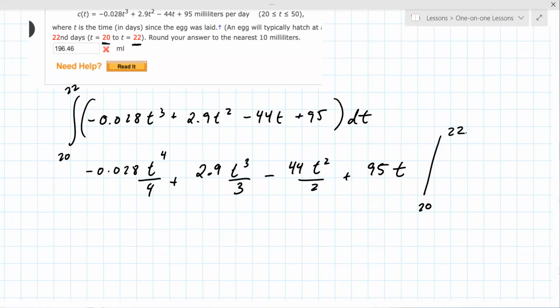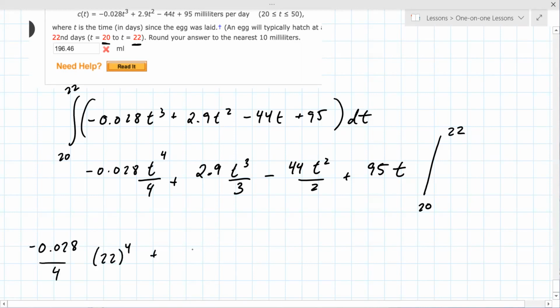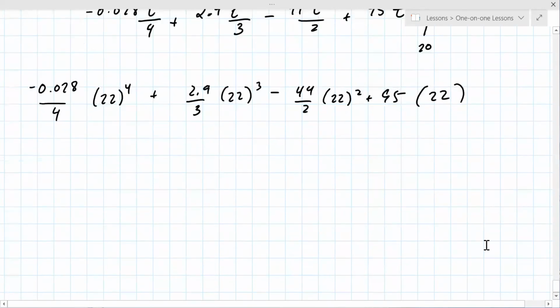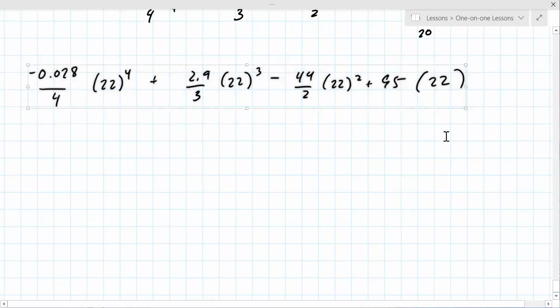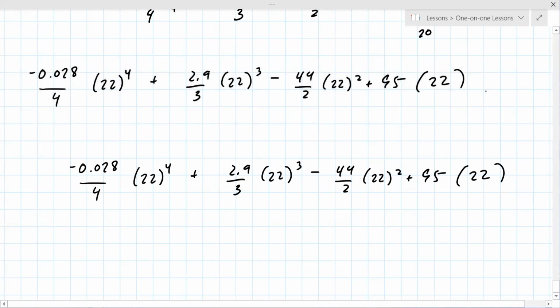Okay. So again, you have to put the top limit in first. You're going to evaluate it at each of these endpoints, 0.028 over 4 times 22 to the power 4 plus 2.9 over 3 times 22 to the power 3 minus 44 over 2 times 22 to the power of 2 plus 95 times 22. And then, this is key here, you subtract. I'm gonna copy and paste here. And then you subtract all of this, but this time instead of 22, it's 20. So wherever I have a 22, I'm going to replace it with 20. So 20, 20, 20, 20.